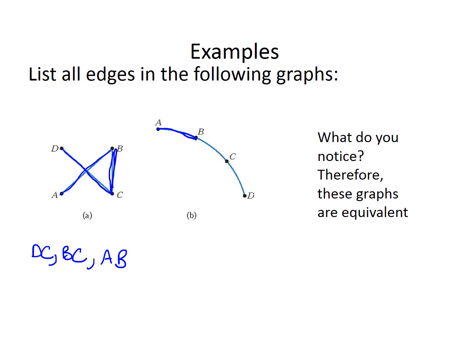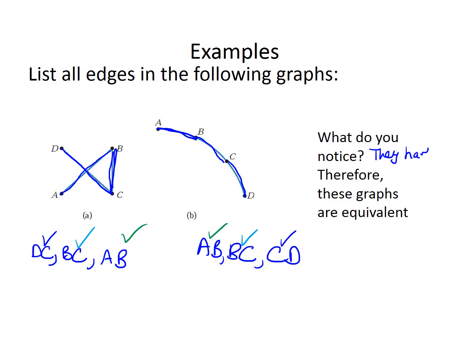The first one here is AB, BC, and CD. And it says, what do you notice? So if you actually look at the 2 graphs, DC and CD, those are the same. BC, BC, and AB, AB. So what do you notice? They have the same edges. And so what we say is these graphs are equivalent.